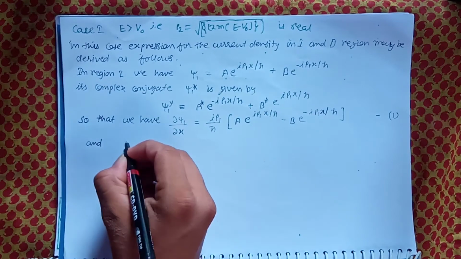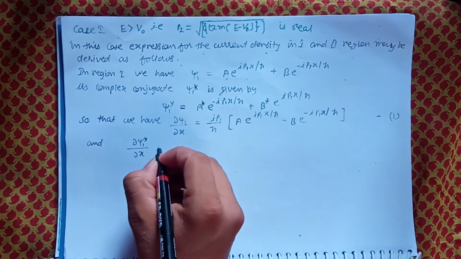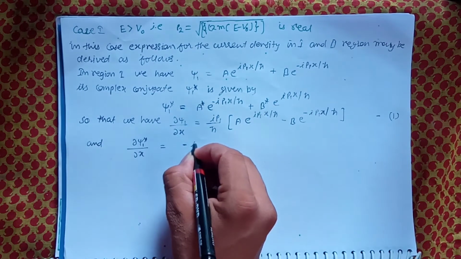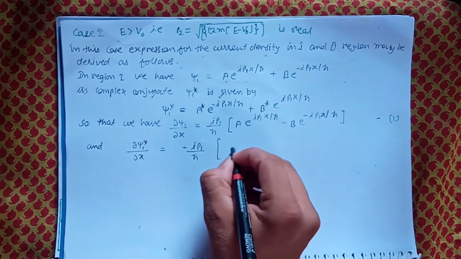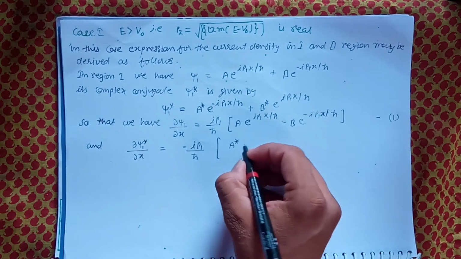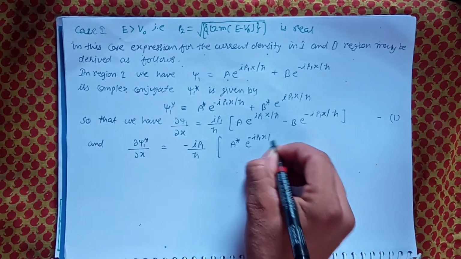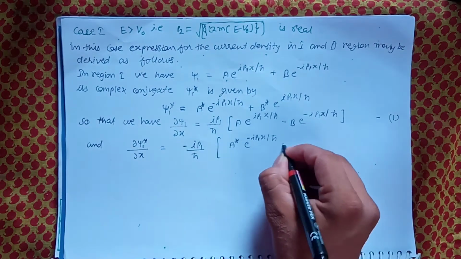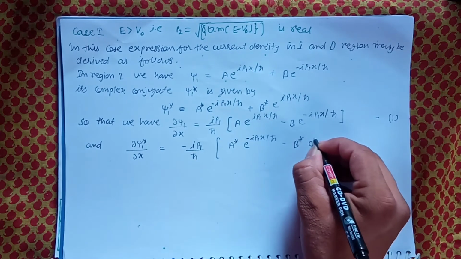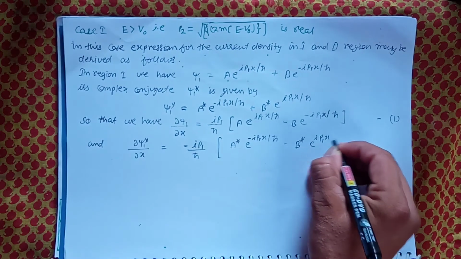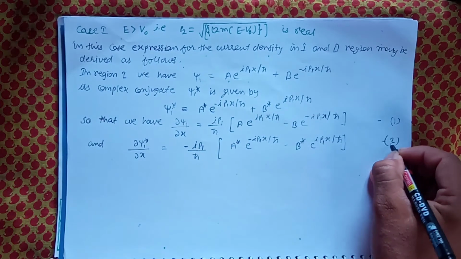And del psi first star over del x is equal to minus iota p1 over h cut (A star e raised to power iota p1 x over h cut minus B star e raised to power iota p1 x over h cut). Equation 2.